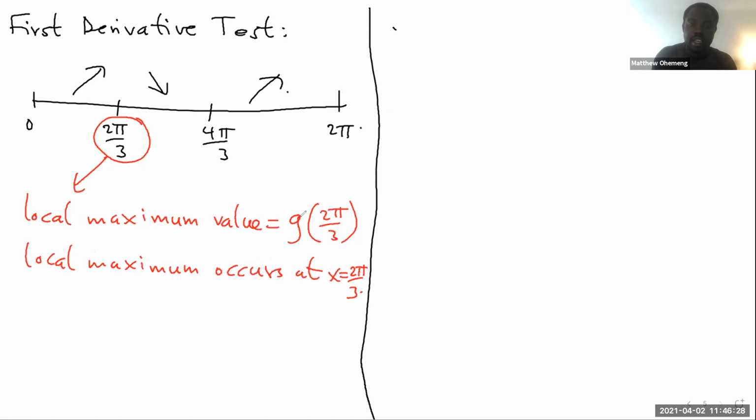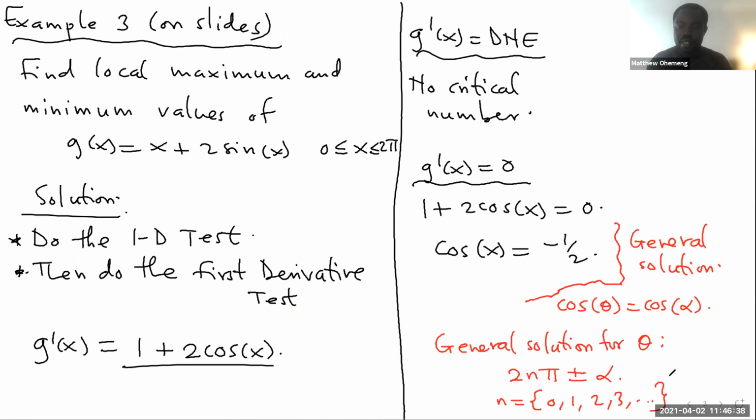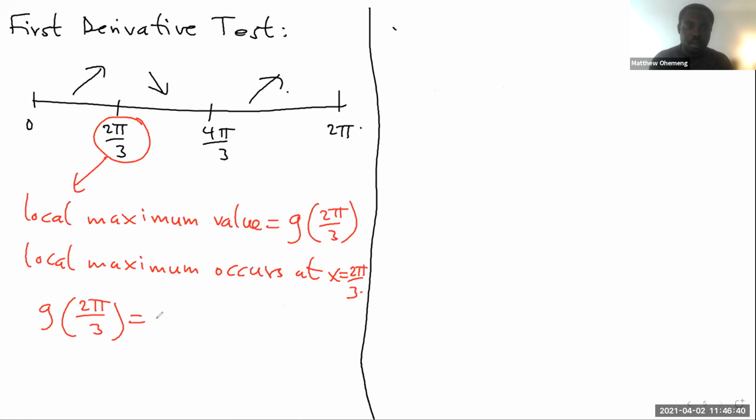Now let's try and get the actual value. So g of 2 pi on 3. For that one, you just plug it into the original g of x. So let me look back. g of x is x plus 2 sine of x. So that'll be 2 pi on 3 plus 2 sine of 2 pi on 3. And that one, we can get an approximate value.